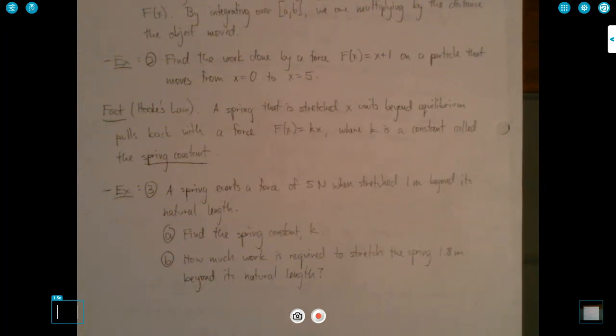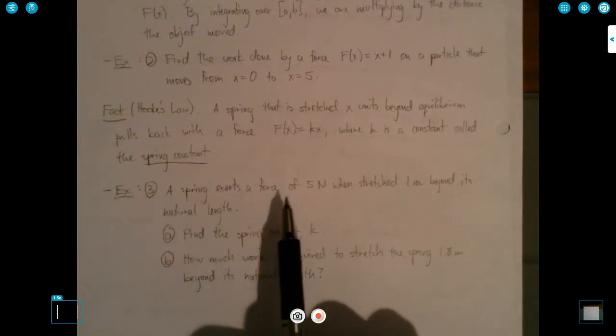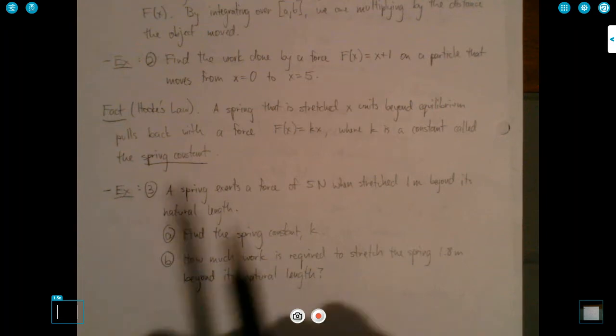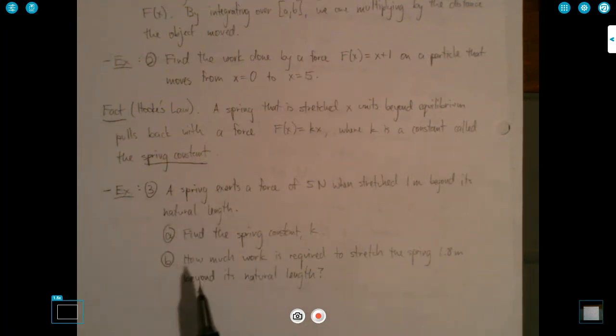Okay, so with that in mind, let's do one last example. This one says a spring exerts a force of 5 newtons when stretched 1 meter beyond its natural length, or in other words, beyond its equilibrium. Let's find the spring constant K, and then let's answer the question, how much work is required to stretch the spring 1.8 meters beyond its natural length?